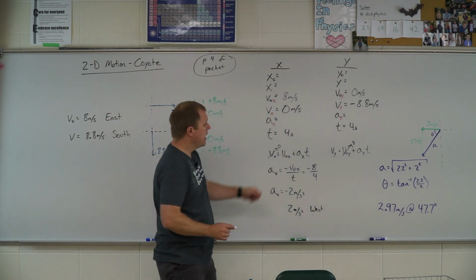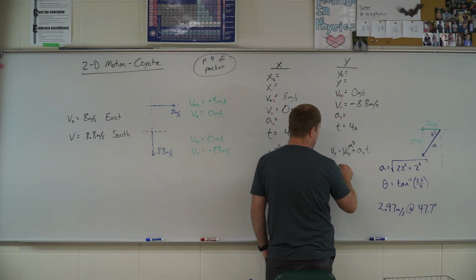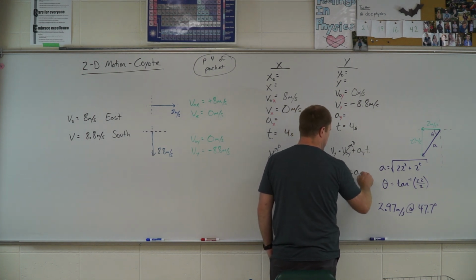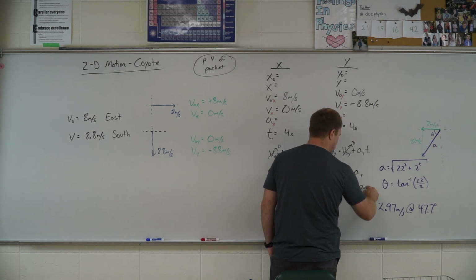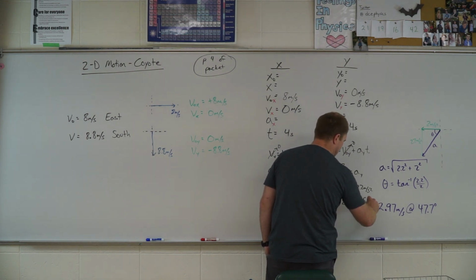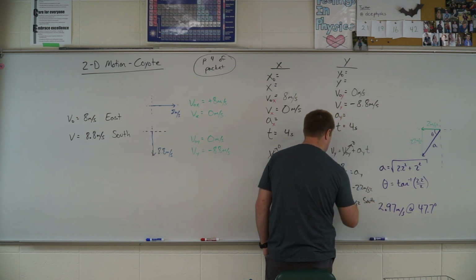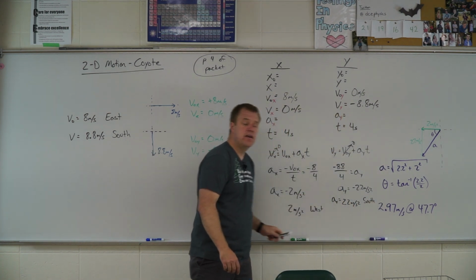Okay, and for the y direction, go ahead and solve that. So I have my -8.8 divided by my time, which was 4, will give me my ay. And so ay comes out to -2.2 meters per second squared, or 2.2 meters per second squared south. All right, so now I have those two components.